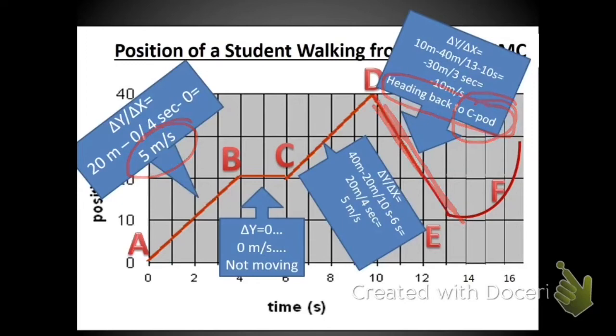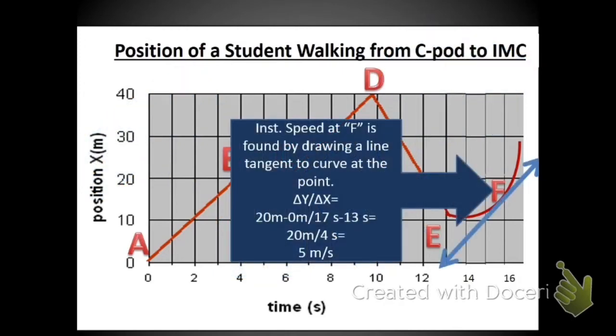And finally, in this last segment, we have something we haven't seen, which is a curved line. When you have curved lines, that means your slope is changing, and a changing slope means a changing speed. Since the speed is changing, the only way to know an instantaneous speed is to draw a line tangent to the curve, in other words, touching it at only one point at the spot where you want to know the speed, and then figuring out the slope of that tangent line.